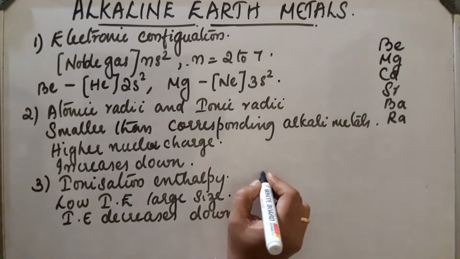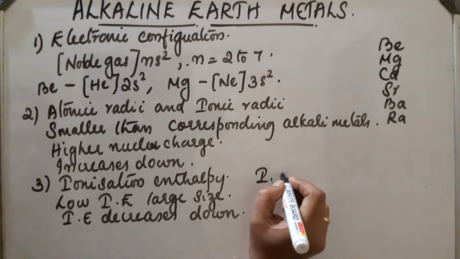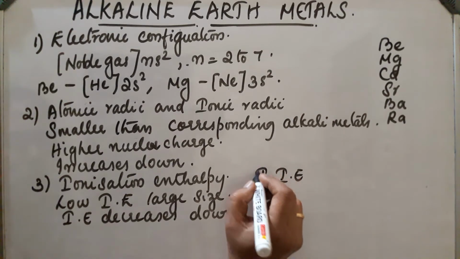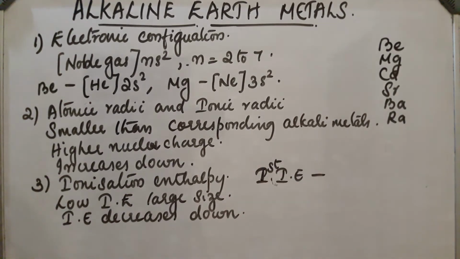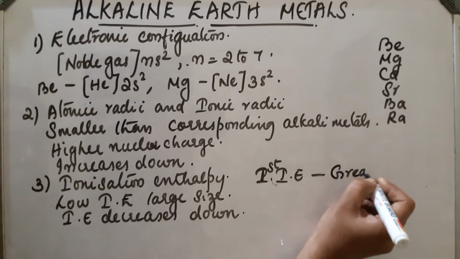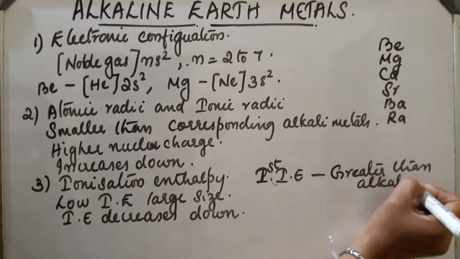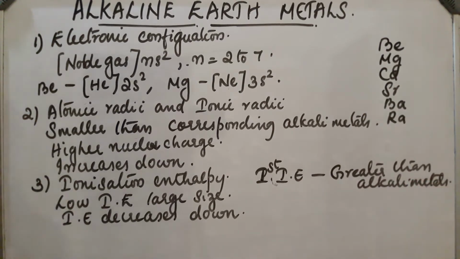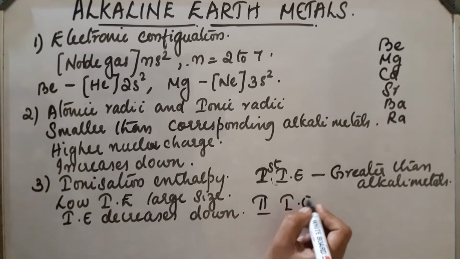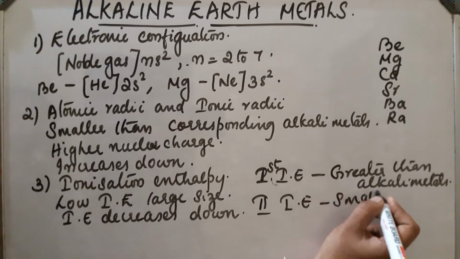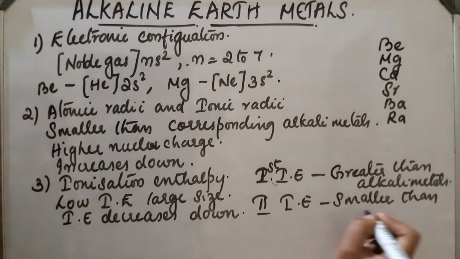Next, first ionization enthalpy and second ionization enthalpy. In the case of first ionization enthalpy, what happens? The energy required to release the outermost electron is greater than, or higher than, that of the corresponding alkali metals, because of smaller size. But after the removal of one electron, removing the second electron is easier. So the second ionization energy is smaller than that of the corresponding alkali metals.